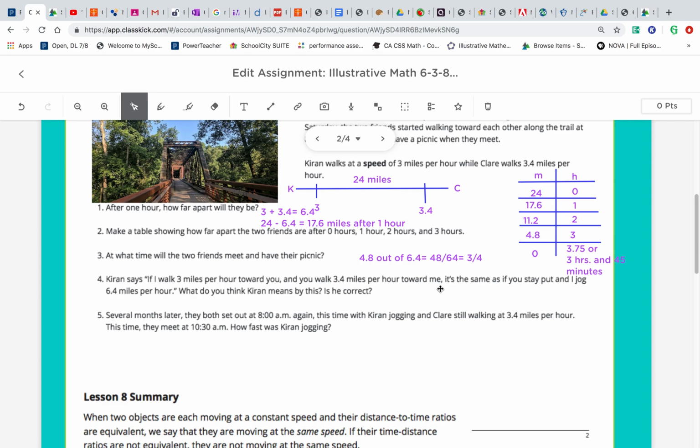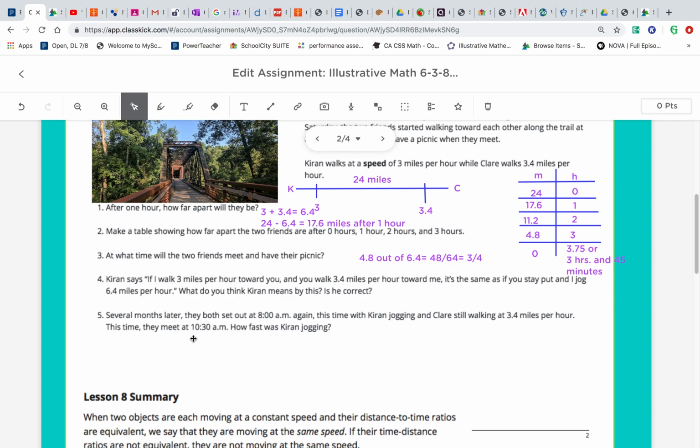So he's saying that Claire would stay put. She would just be at her house. But he would jog 6.4 miles per hour. Well, he would be able to meet up with her, right? Because he'd be covering the same amount of distance that they both were covering together when they were just walking. So he has a point. It's just that instead of them meeting somewhere in the middle, he's going to end up meeting her at Claire's house because she's staying put. So they would be able to eventually meet up the same way at the same time. It would just involve him running towards her house instead of them meeting in the middle. So he's kind of correct. He's got a good point.